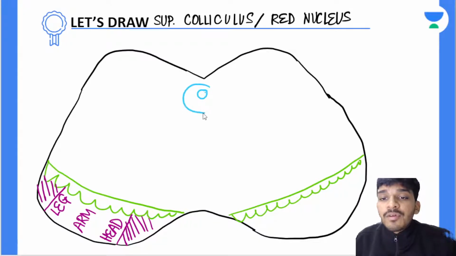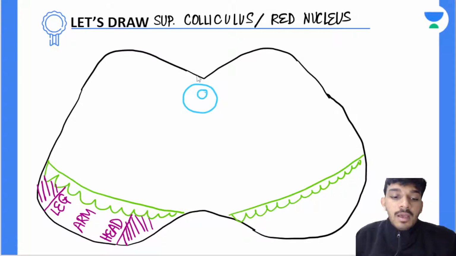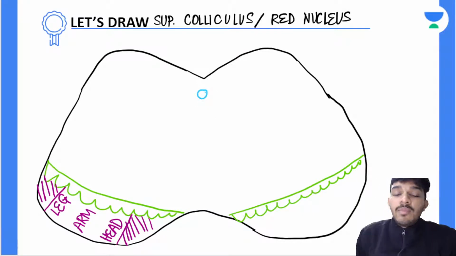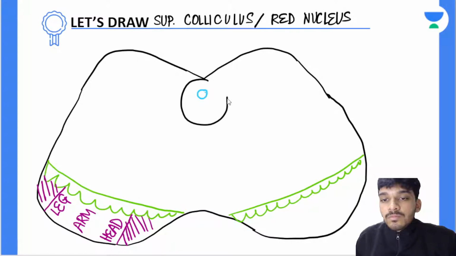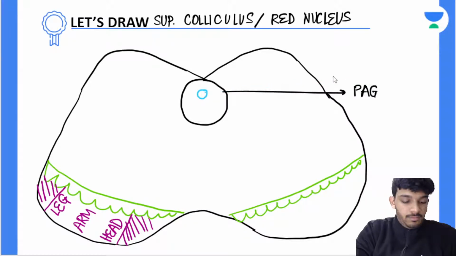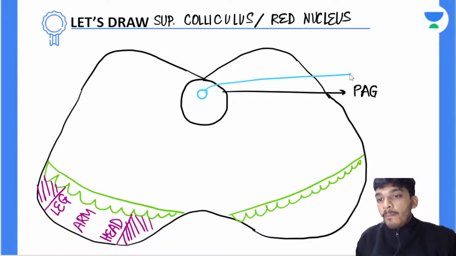Surrounding it, you will have gray matter. And this is actually the periaqueductal gray matter. Periaqueductal gray matter. You can even make it larger. Periaqueductal gray matter surrounding the cerebral aqueduct. Clear? Right.